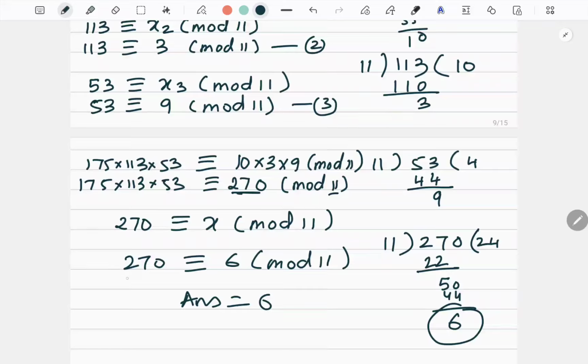Always check in your calculator. 270 minus 6, is it divisible by 11 or not? Immediately you will get whether you have got the correct answer or not. So this is how you have to do the questions. Okay. Now let's move to the next question.